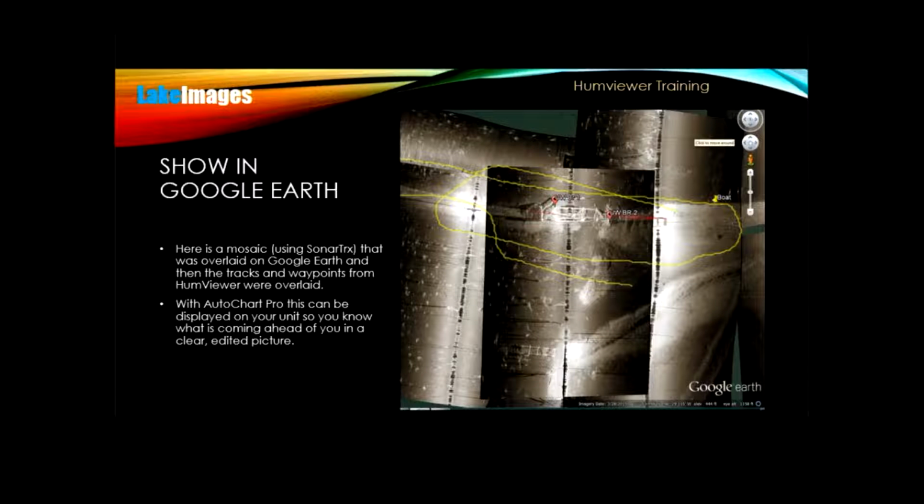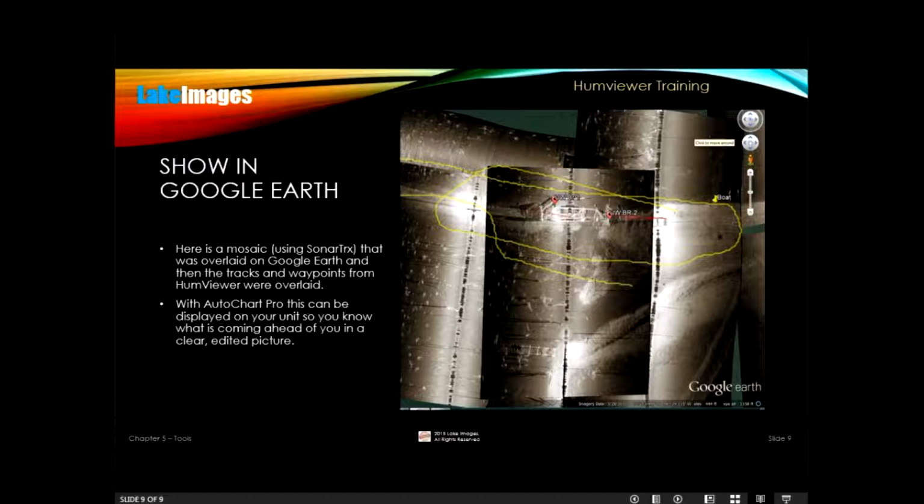I use an application called Sonar TRX that creates mosaics that I can overlay on Google Earth. I find this to be a neat function that I can create an underwater map, and I can also transfer this to AutoChart Pro and get the same kind of results that I can put on my Hummingbird unit when I go to the lake.